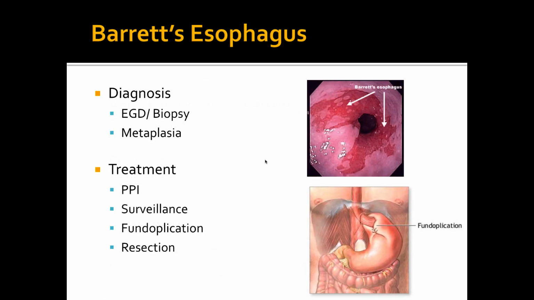All right, we spoke about this before. So for Barrett's, we can do an endoscopy, biopsy. Treatment varies from lifelong PPIs, proton pump inhibitors, to fundoplication. If you survey patients over time, you may get high-grade dysplasia with progression to malignancy. So resection is part of your treatment algorithm.